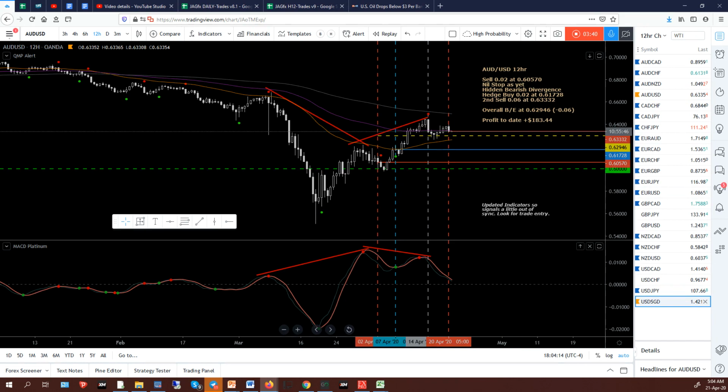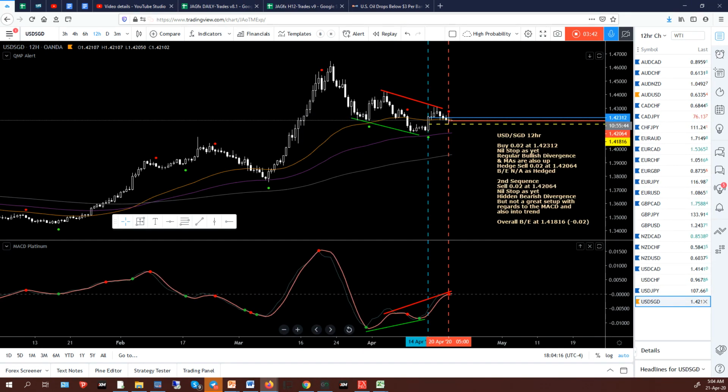The only other chart was the USD Singapore dollar. I initially took a buy in here based on regular bullish divergence. So you can see the bullish divergence, regular. So yeah, I took a buy.